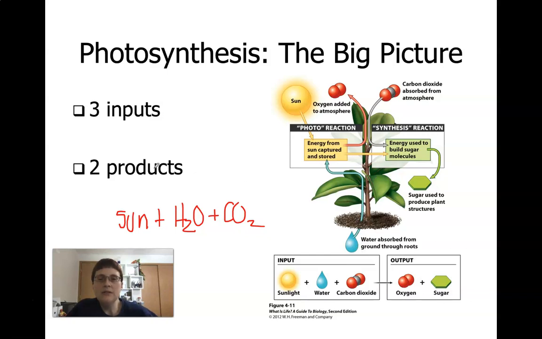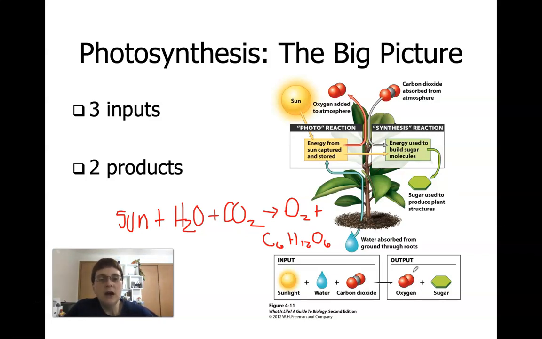Then the outputs, there's 2 products or outputs. Those are oxygen. So that would be, if you want the chemical equations, it would be O2. And then sugar, this one, generally most people just write it as sugar because the chemical equation, and of course I've run out of room for it, I'll write it down here, is C6H12O6. So you can write it either way or a combination of the 2, whichever one you're most familiar with.